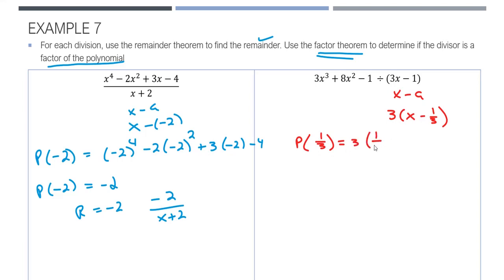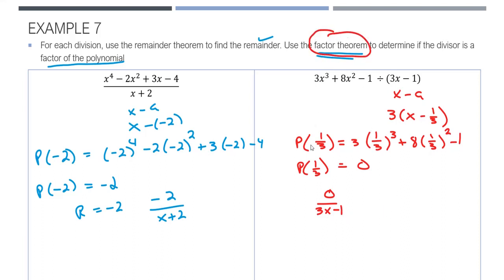So this is going to become 3 times 1/3 cubed plus 8 times 1/3 squared minus 1. You put that into a calculator, and you're going to find that p of 1/3 equals 0. So a remainder is 0, so we can put 0 over 3x minus 1. But more importantly, it actually satisfies the factor theorem. The factor theorem says that if the remainder is 0, then the divisor is a factor of the polynomial. So therefore, 3x minus 1 is a factor.